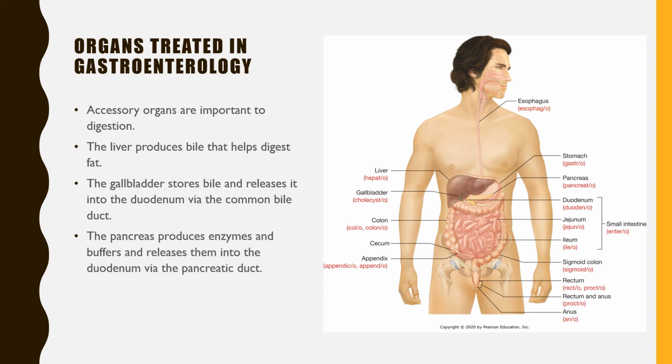You also have accessory organs that are important to digestion. The liver produces bile that helps to digest fat. The gallbladder stores the bile and then releases it into the duodenum via the common bile duct. And the pancreas produces enzymes and buffers and releases them into the duodenum via the pancreatic duct.